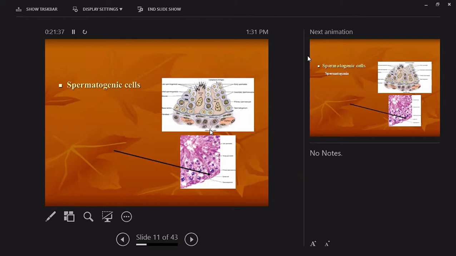So the supporting cells, the Sertoli cell to Sertoli cell junctional complex. You see the Sertoli cell, no? There you are. And then Sertoli cell to Sertoli cell junctional complex. So this area.